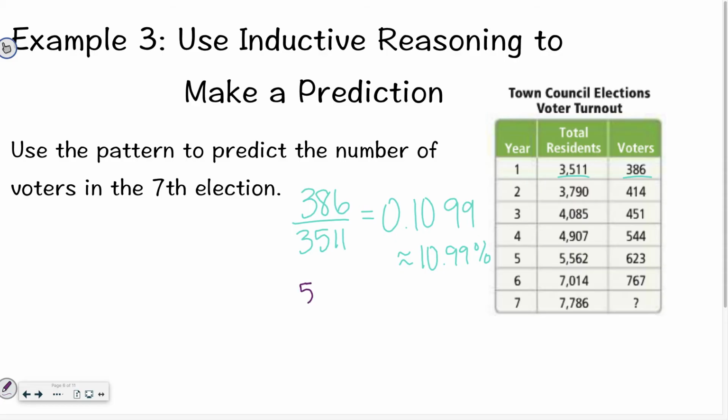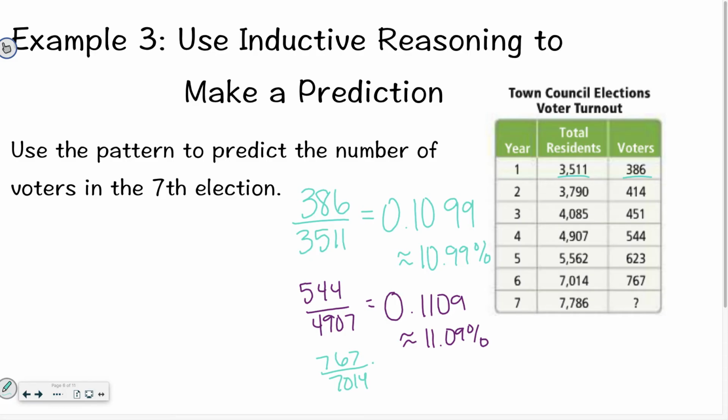What about in the 4th year? What if we had 544 of the 4,907? That works out to be 0.1109, or about 11.09%. And then let's do a third one. Let's do the 6th year. So 767 divided by 7,014. That's 0.1090, or about 10.9%. So we're pretty close to the 11% each year, right?